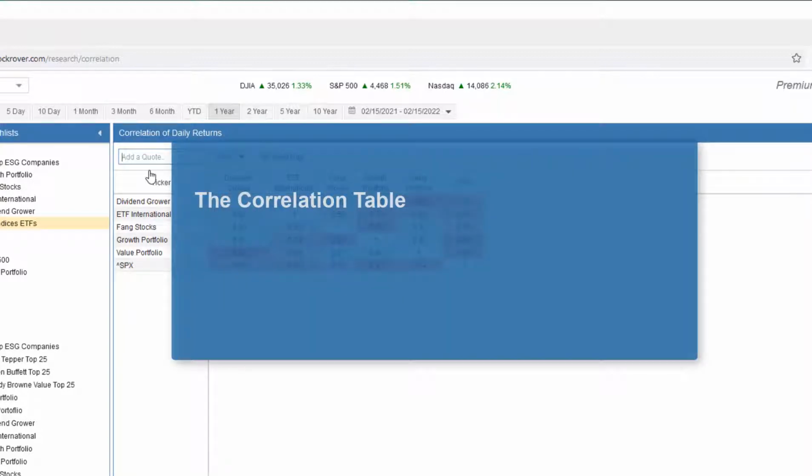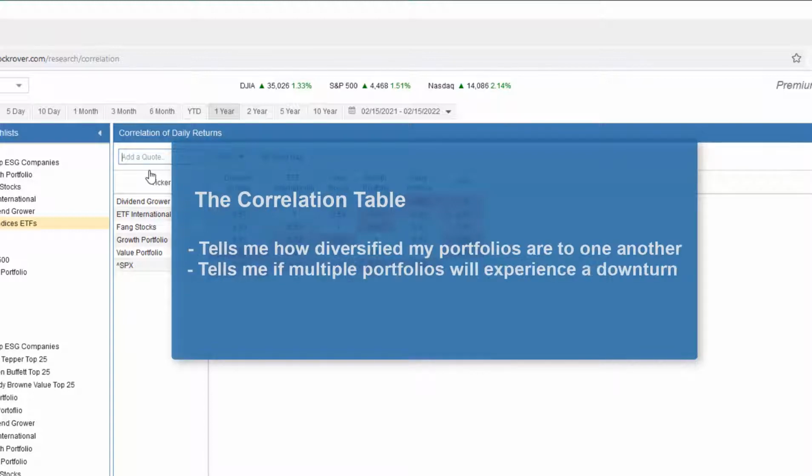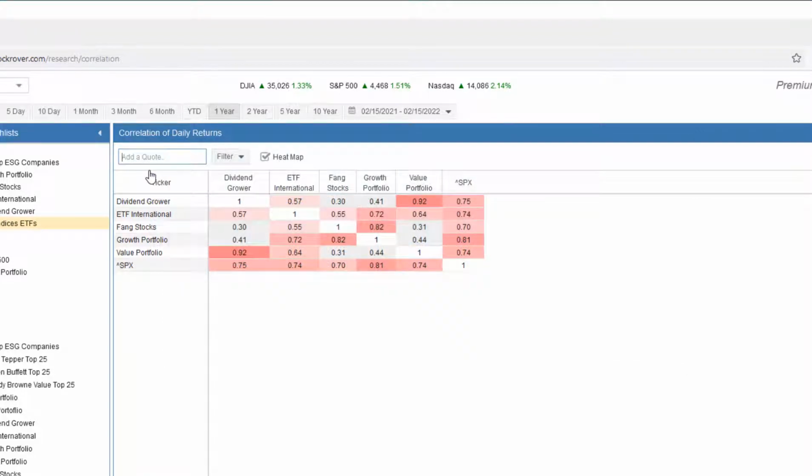So using this table on my real portfolios will tell me how diversified my portfolios are to one another. If one of my portfolios experiences a downturn, I'll know how likely it is that the other ones will too. Using the correlation table in this way illuminates how vulnerable I am to diversification risk across portfolios, a fact that without the correlation grid, I would only learn the hard way.